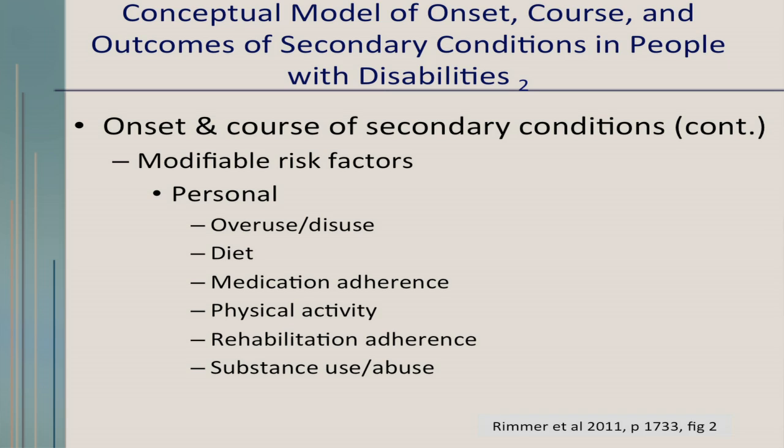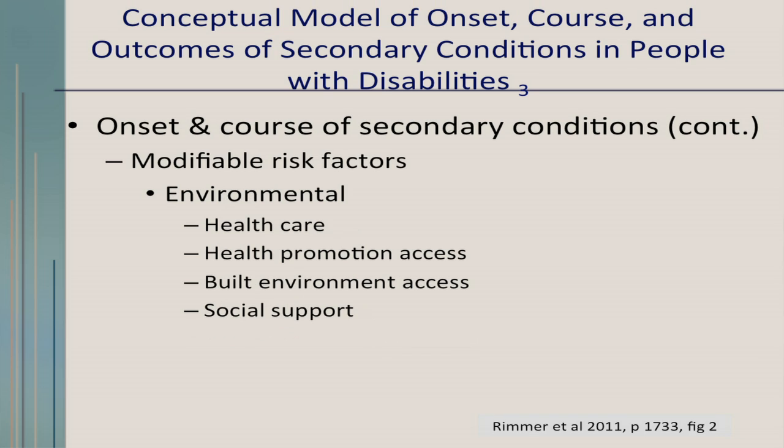Have they been compliant with their therapy appointments and fully participating in their therapy appointments? Have they been compliant with following through with their home exercise programs? Or have they taken it upon themselves to quit? And certainly the issue of substance use and substance abuse can be a complicating factor as well. So other modifiable risk factors include environmental risk factors.